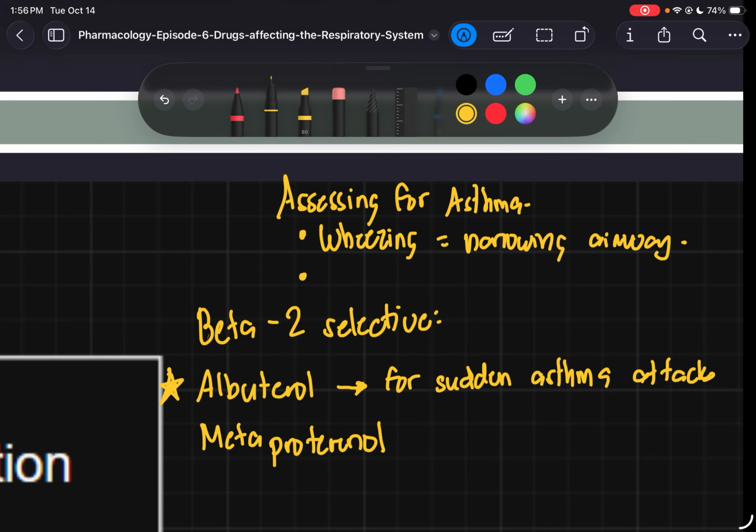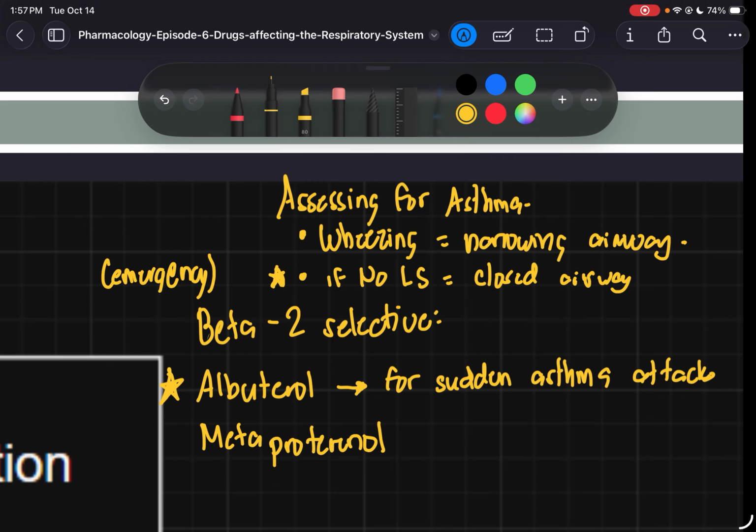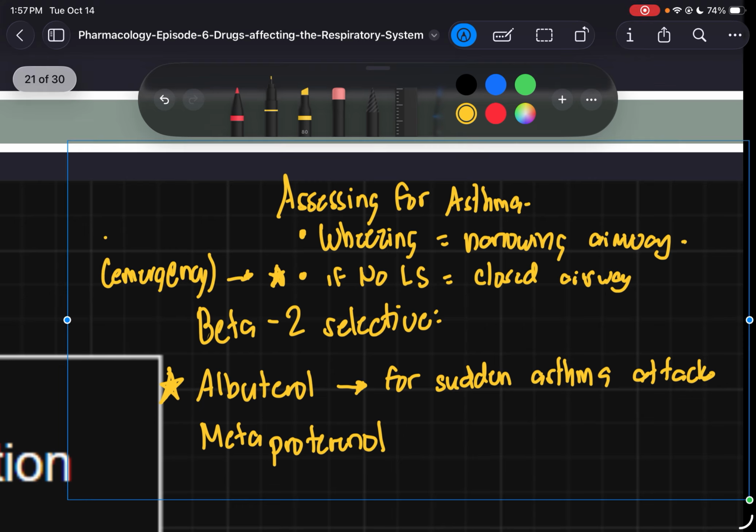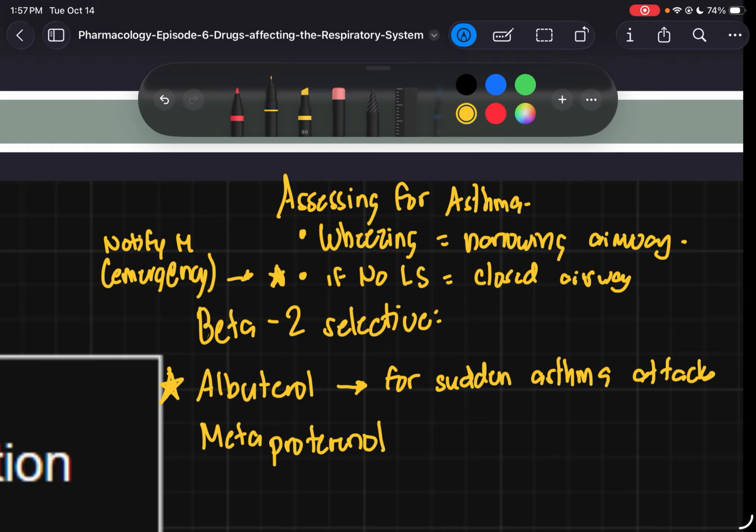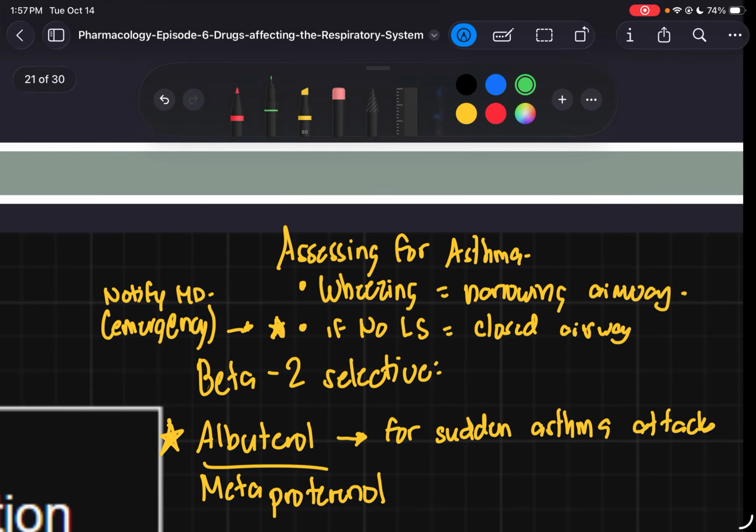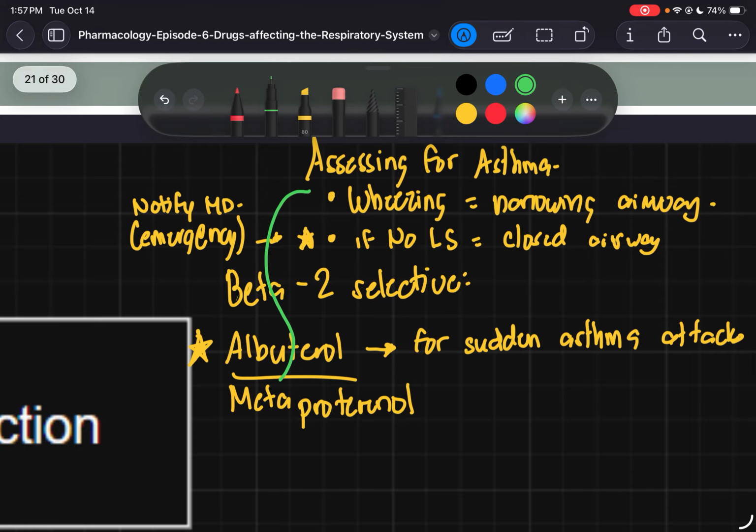However, class, the thing you need to remember, put a big star on that: if there are no lung sounds, then that is already a closed airway. This is a major emergency and you need to notify the MD right away. Usually, they will attach a tracheostomy. So this is how you assess. We give albuterol, class, as soon as wheezing occurs.